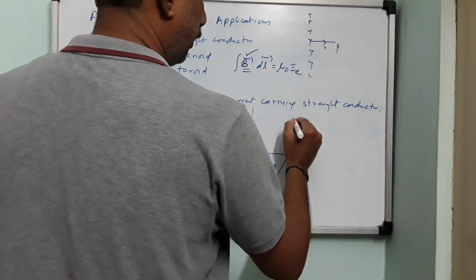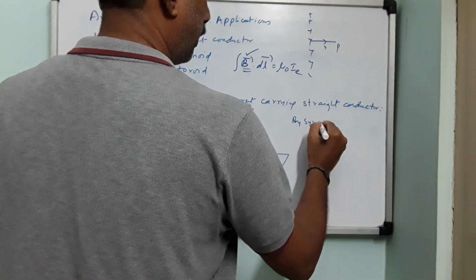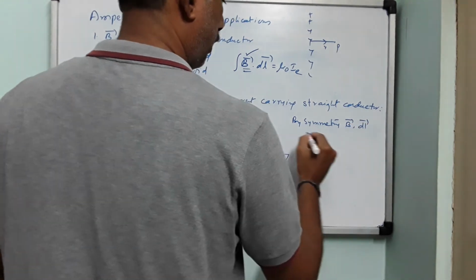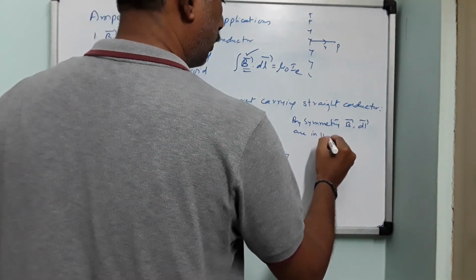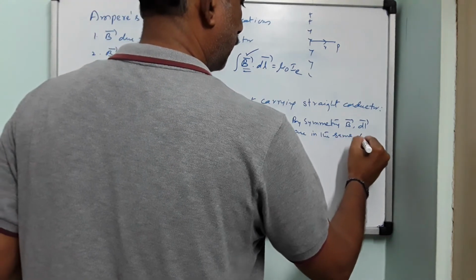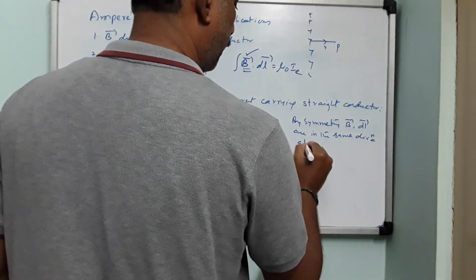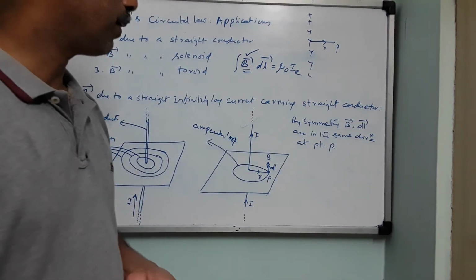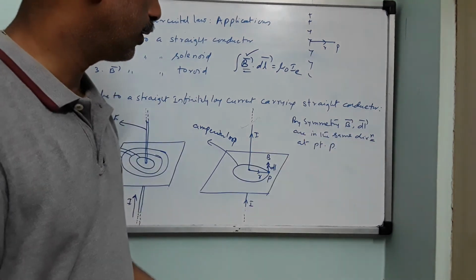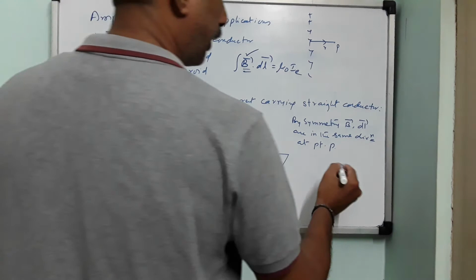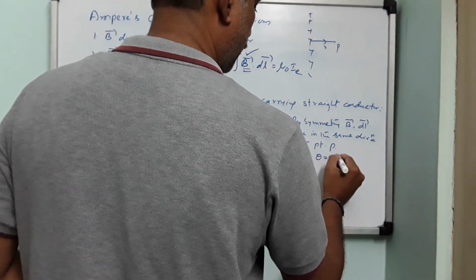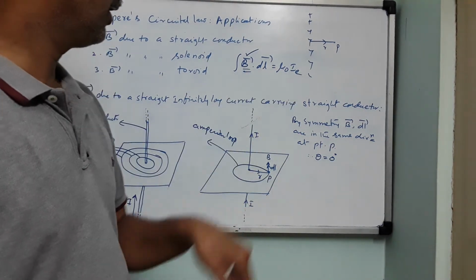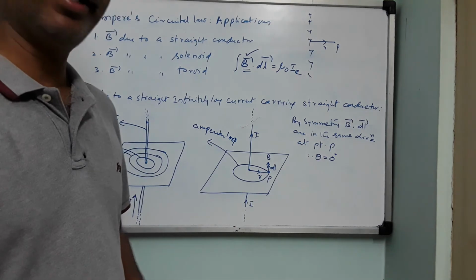So by symmetry, B and dl are in the same direction at point P. Therefore, the angle theta between them will be 0 degrees. Why theta, sir? Because there is a dot product. A dot B equals AB cos theta. B dot dl equals B dl cos theta. So the theta I need.